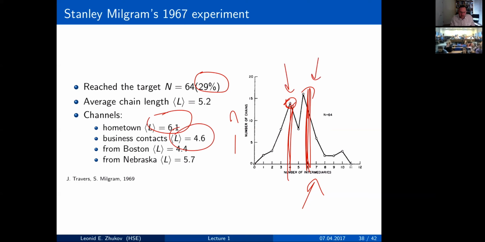But on average, the chain length was 5. And that was actually an amazing experiment. That's why it was called the small world experiment. Took a random person, another random person, and we were able to connect them through 5 steps. And of course, it was long before the internet or anything else. So a very, very famous experiment.